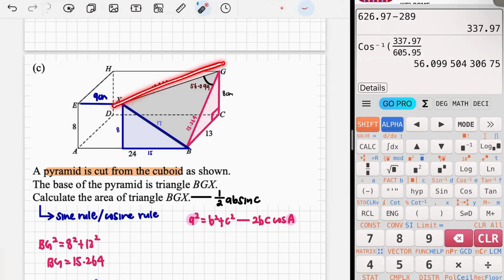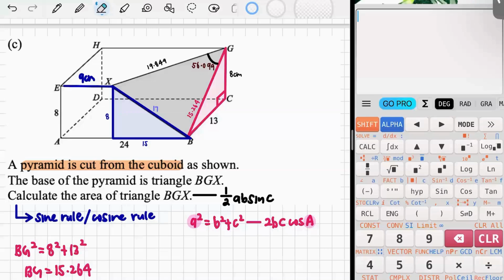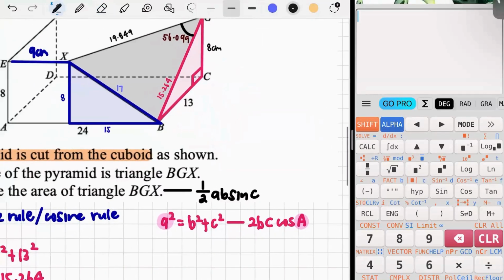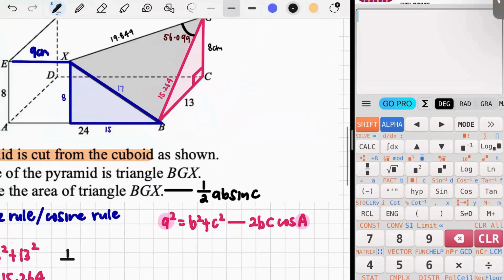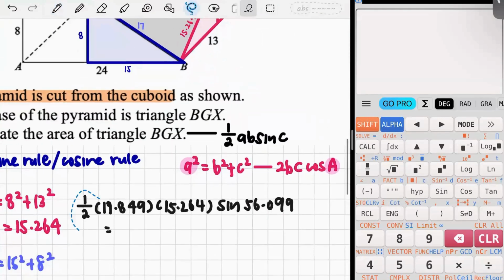Half AB sine C. Very tedious. Now that you got all the lengths and everything, you even managed to find the angle, you can use your area of triangle formula, half AB sine C. So 19.849, 15.264 sine C is like that. So this is the area of the triangle, the last part.